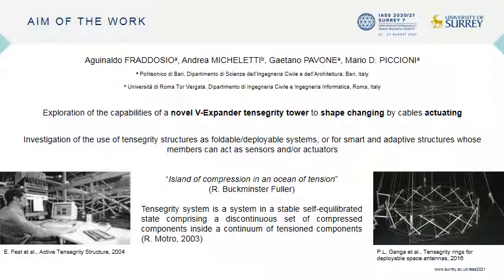With my research team composed of Aguinaldo Fraddosio, Andrea Micheletti, and Daniele Piccioni, I will talk about analysis of a novel adaptable expanded tensegrity tower. The present work explored the capabilities of such a system for cable-driven shape-changing structures. Adaptive tensegrity structures have been considered for space applications, deployable grids, folding systems, innovative antennas, and tensegrity robots, for example. In this study, shape changes of tensegrity structures are obtained by using active and passive cables.